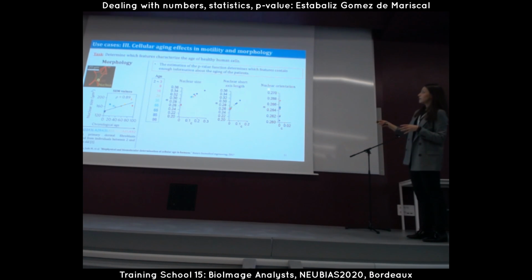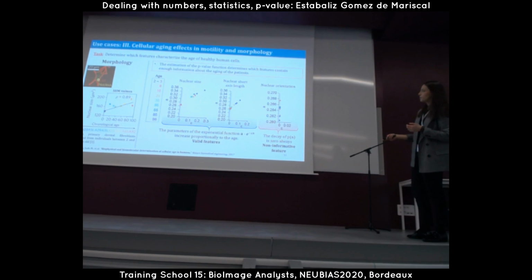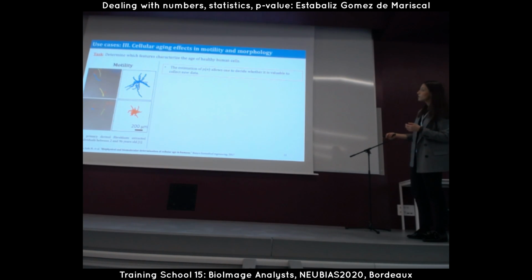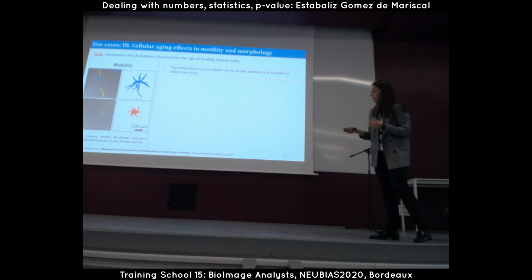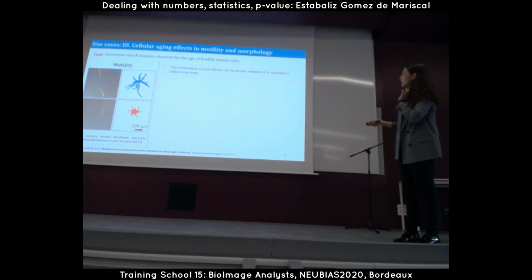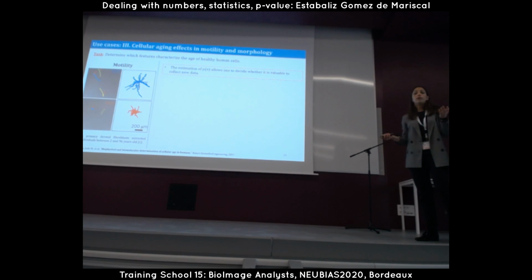Also, you can discard those measures that have no relationship at all, okay? Because you can see that the decay in all cases is 0, so there's no relationship between the orientation of this yellow part and the age of the patient. So you can discard between valid features and non-informative features. But also, if you don't have enough data, as in this case, you can use it to know whether it is worth it or not to keep collecting data.